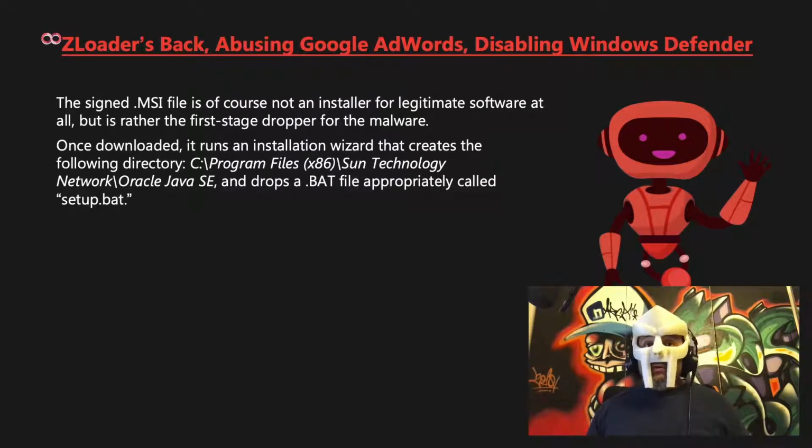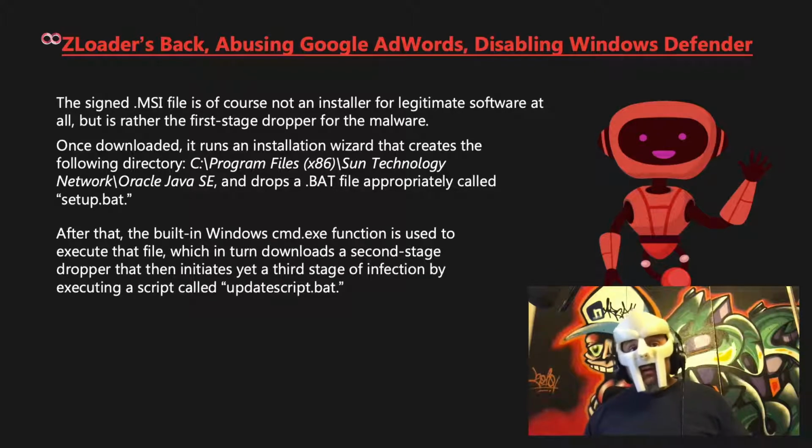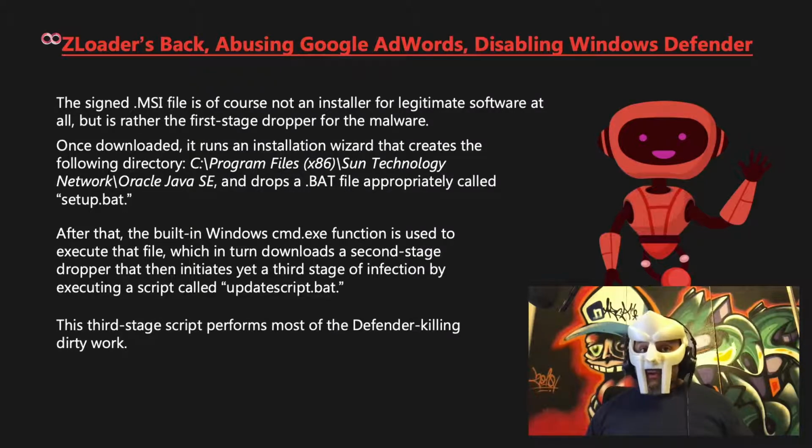Once downloaded, it runs an installation wizard that creates the following directory: C program files x86, Sun Technology Network, Oracle Java SE, and then drops a bat file or .bat file appropriately called setup.bat. After that, the built-in Windows cmd.exe function is used to execute that file, which in turn downloads a second stage dropper that then initiates yet a third stage of infection by executing a script called updatescript.bat. This third stage script performs most of the defender killing dirty work.